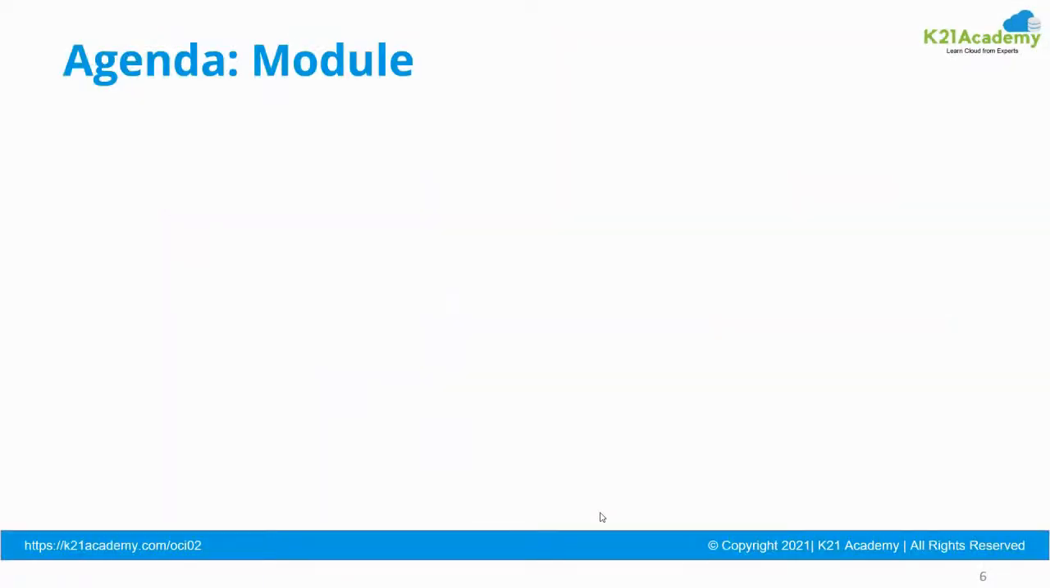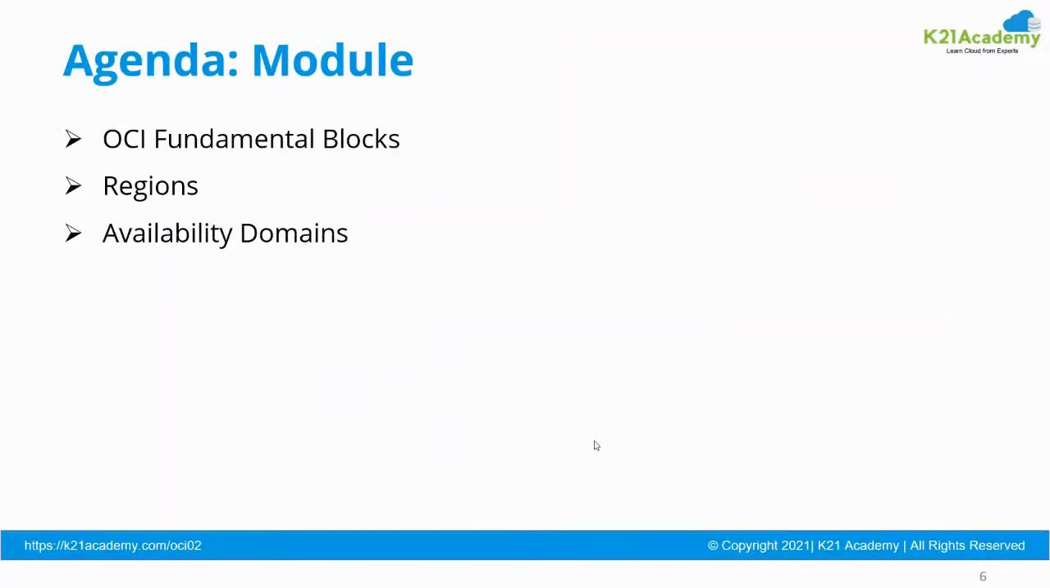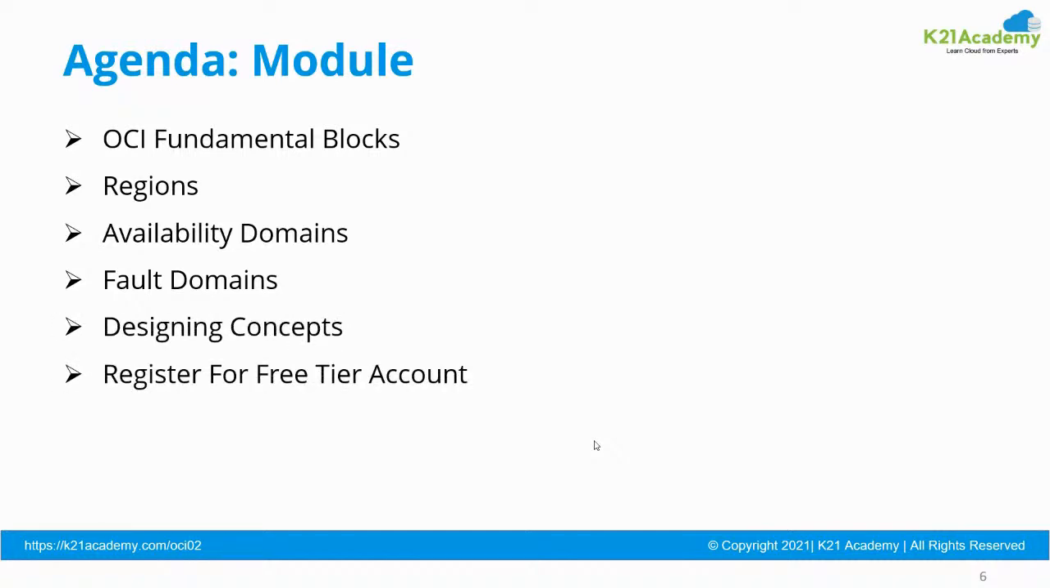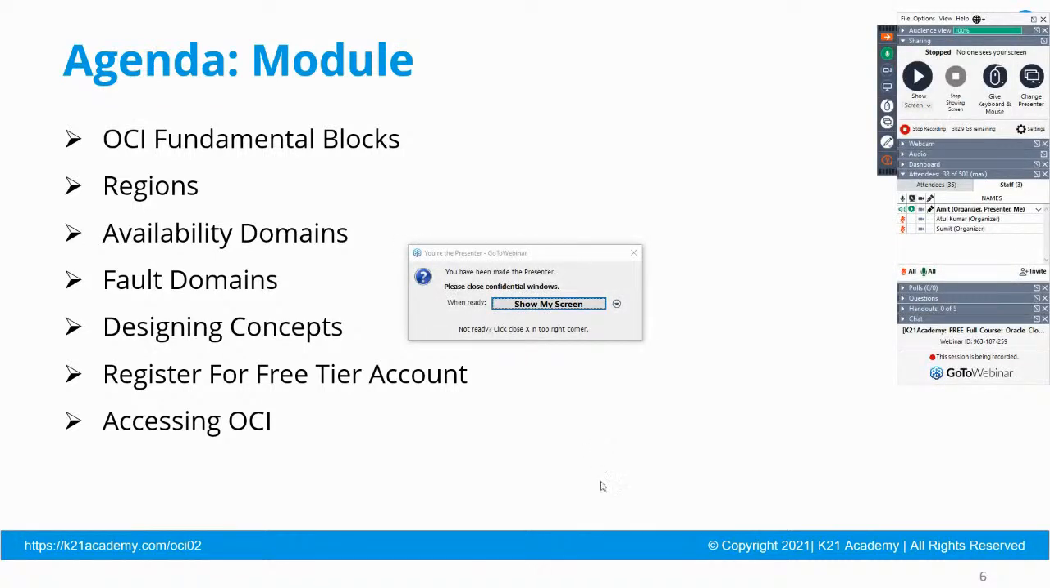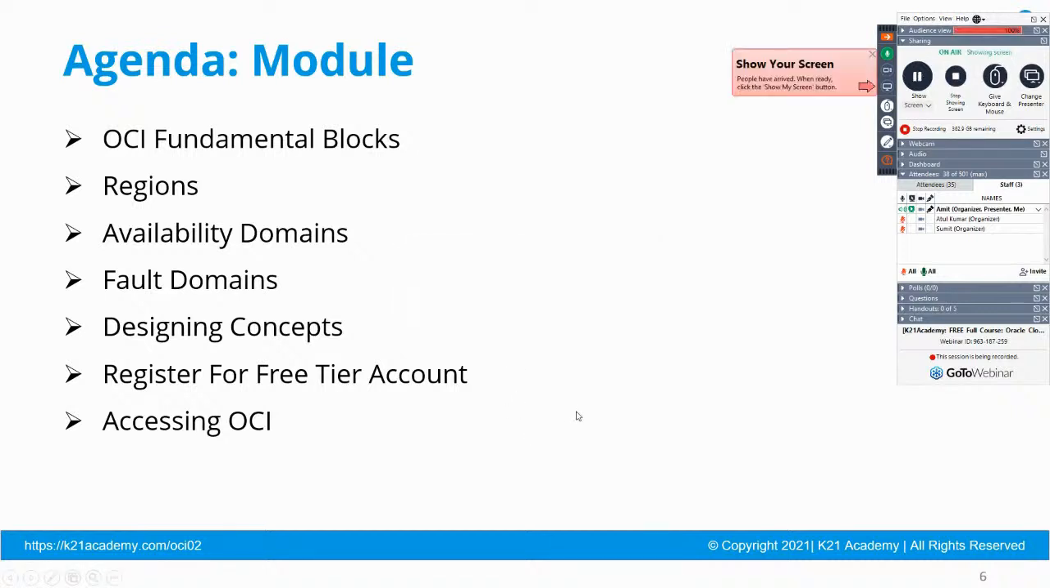Okay. So this is what is going to be our agenda today. The OCI fundamental blocks. We are going to talk about the regions, the availability domain, fault domains, and we are going to touch base on the designing concepts here, and register for the free tier account. That is already given to you as homework, so I will not go through that, but yes, I'm going to walk through how you can register the account, and various ways how you can access the Oracle Cloud infrastructure. That is what we are going to see.